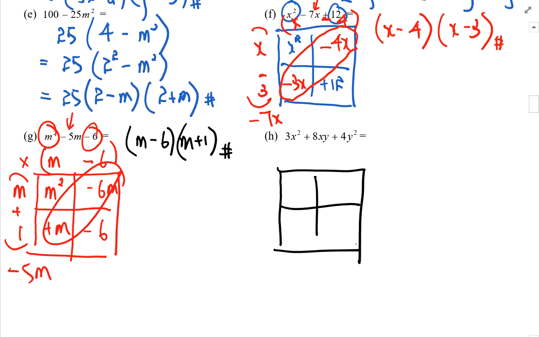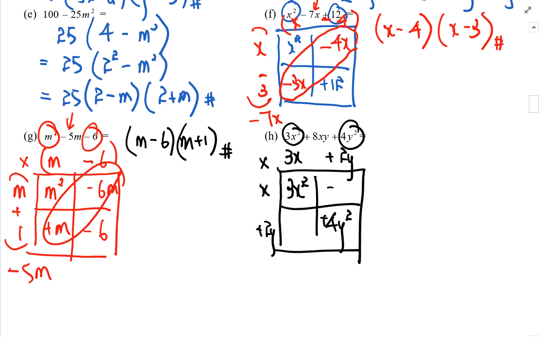Draw the window frame. 3x squared. What 2 terms multiplied together will give you 3x squared? Your answer should be 3x multiplied by x. The last one, positive 4y squared. Alright? What multiplied by what will give us a positive 4y squared? It seems that it could be a positive 2y, positive 2y. Alright? Then let us do a check. What is inside the right box?